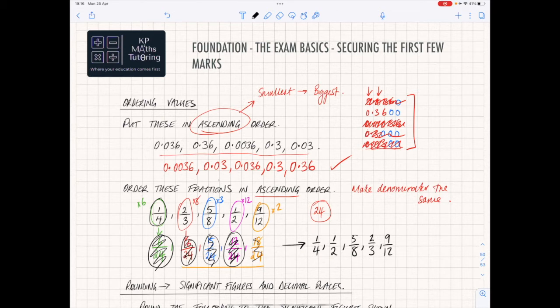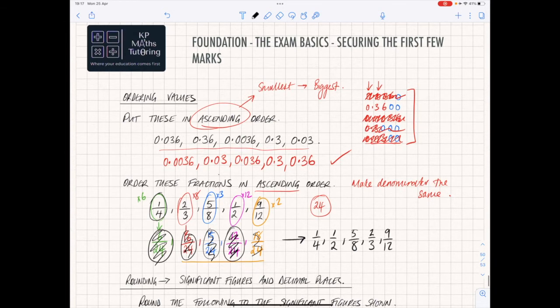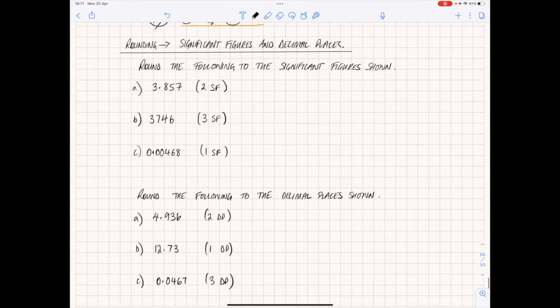And that is the best way to order fractions. Okay, so anytime you're asked about ordering fractions or if you're asked to compare, saying which one's bigger, make the bottoms the same. Okay, look at a bit of rounding now.